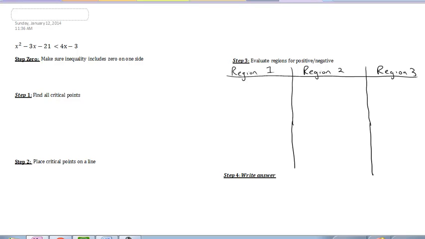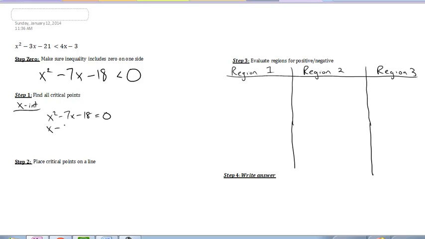So step 0 is a somewhat obvious step, but we simply have to make sure that one side of the equation is 0, that we're evaluating with respect to 0, because we want to know if we're above or below the x-axis. And we start by finding all the critical points, which is done by finding the x-intercepts. We find the x-intercepts by taking the inequality and setting it equal to 0, solving.